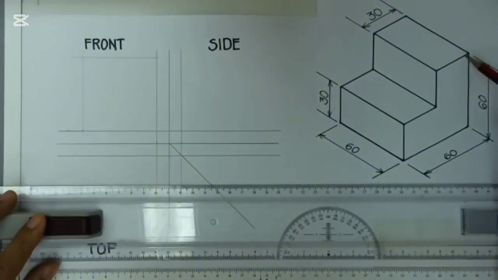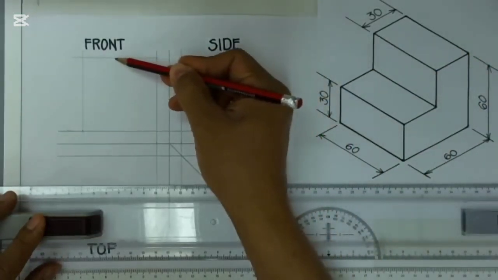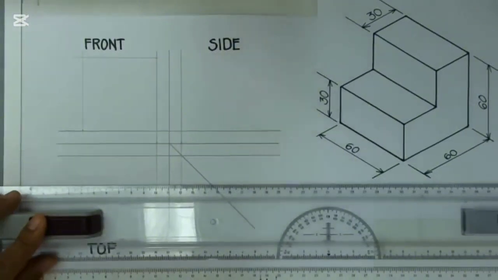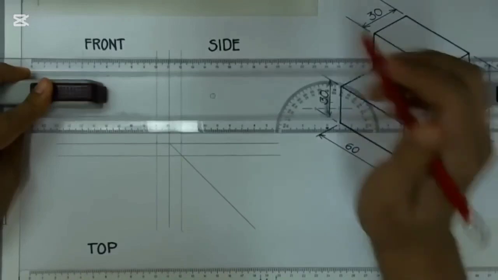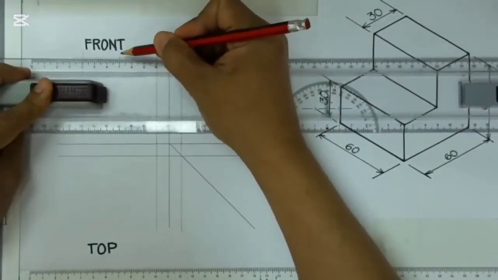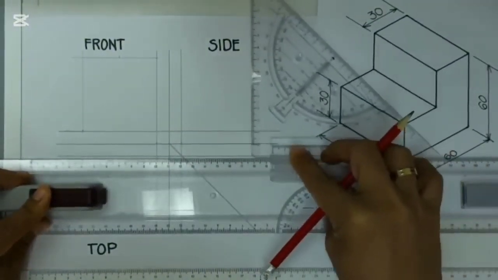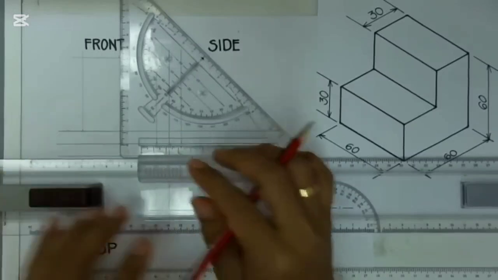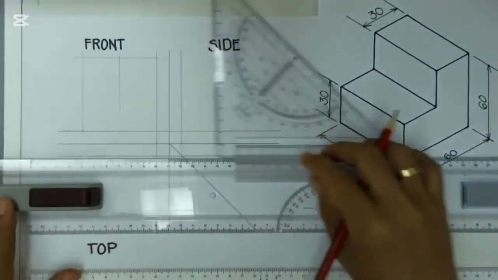Now we need this 30 width or measurement here from this top. So we will begin from here going to the side. Again, that is 30 millimeters. 0, 1, 2, and 3. I will mark my 30 here, and then make a light line only.